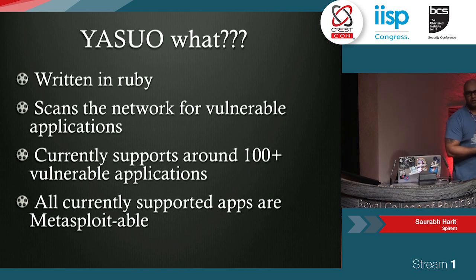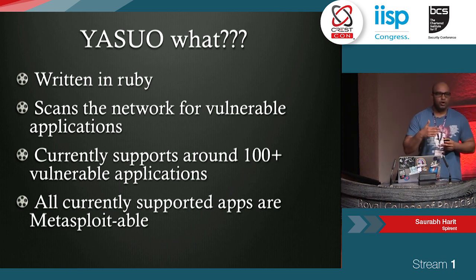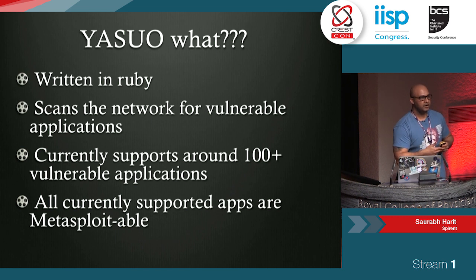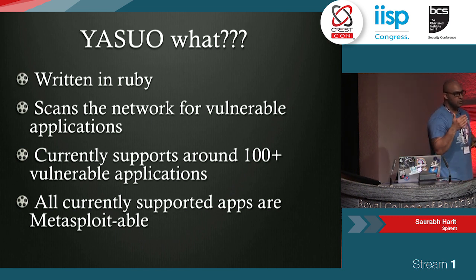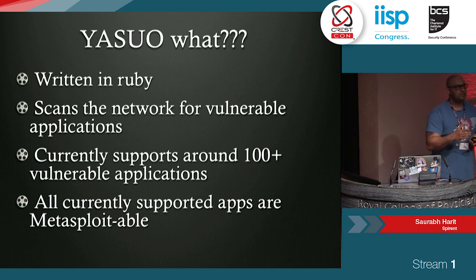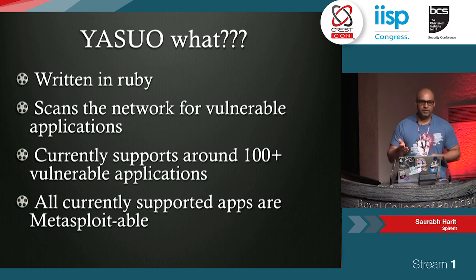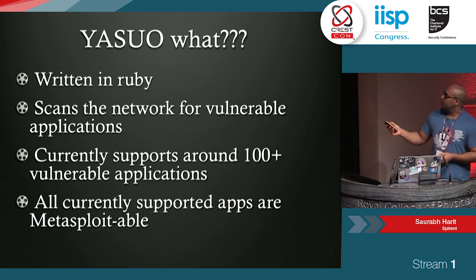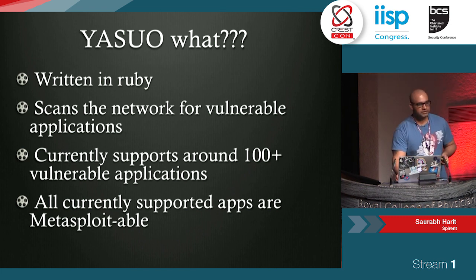So I started writing this framework. Basically, Yasuo is a framework that automates the task of finding similar kinds of applications that allow you to compromise the backend system. Now, Yasuo is not a web application scanner. It's not a vulnerability scanner. It just scans for already known vulnerable applications. There are tons of already known vulnerable third-party applications, and Yasuo is just a framework to find those applications. This data has been updated. I think currently we support around 150 applications that it finds.